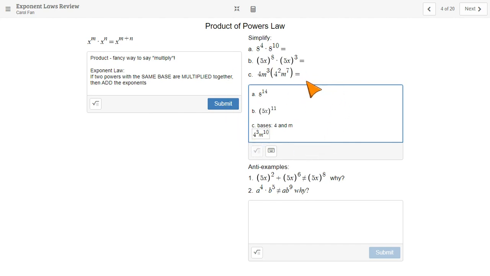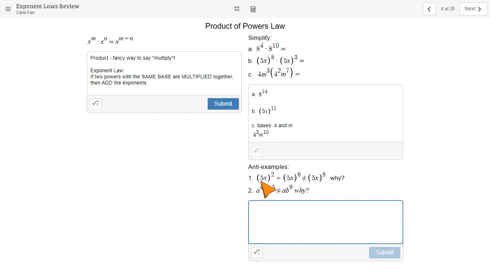Okay, so these are examples that illustrate the product rule. Now I'm going to do two anti-examples. Anti-examples are things that are not examples, but these are things that I often see in students. So I'm going to do an anti-example to show why these don't work.